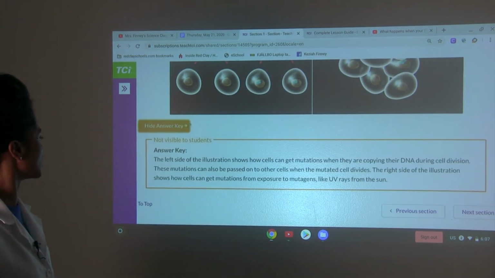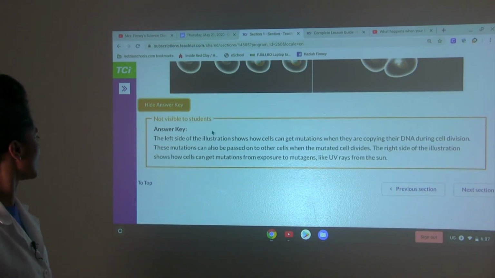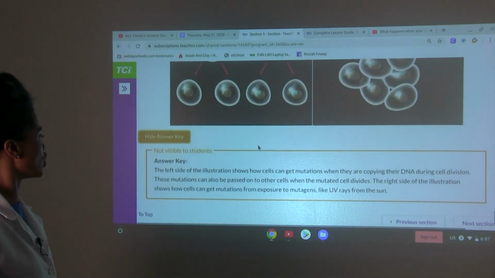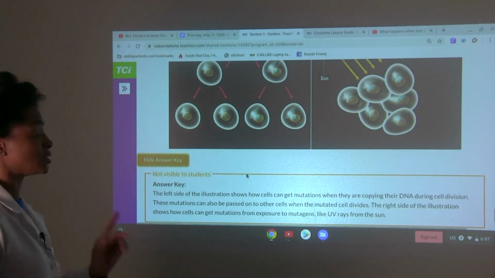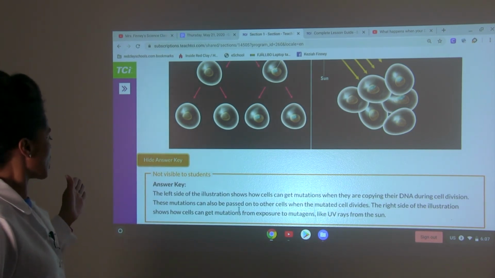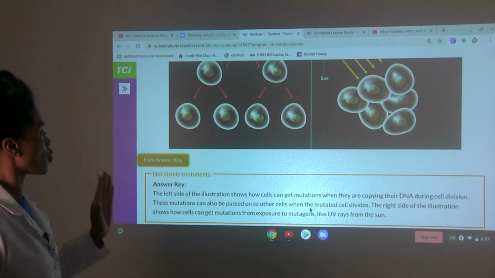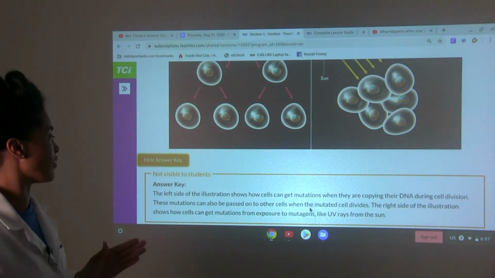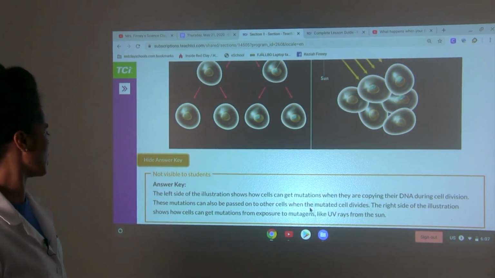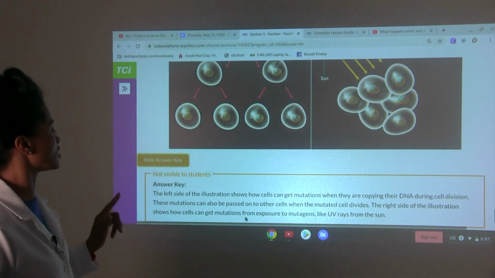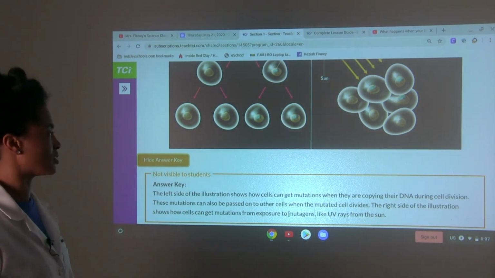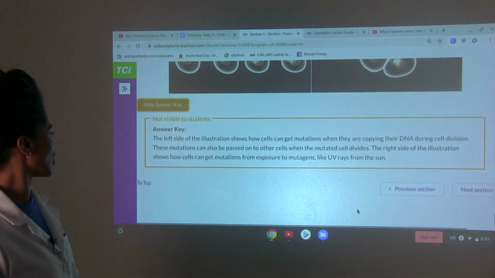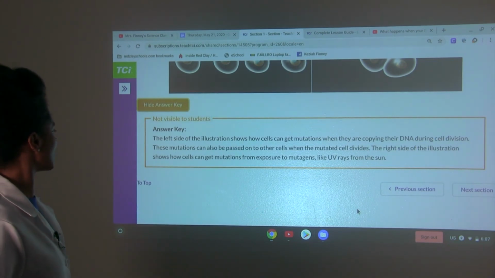This is our final question for this section. The left side of the illustration shows how cells can get mutations when they are copying their DNA during what? Cell division. These mutations can also be passed on to other cells when the mutated cell divides. The right side of the illustration shows how cells can get mutations from exposure to mutagens like UV rays from the sun. So in your own words, make sure you explain the difference between the two illustrations.